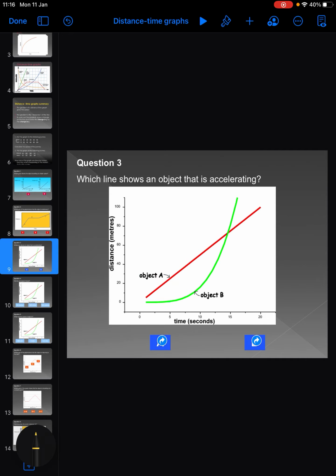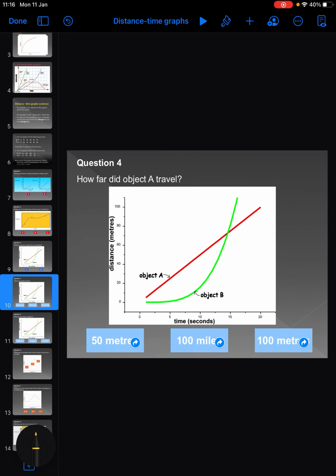Question 3. Which line shows an object that is accelerating? And again, you have a choice of A or B. Remember, accelerating means getting faster. Question 4. How far did object A travel? Now, all you need to do is read that one off the graph. Read off the y-axis. How far did object A travel?